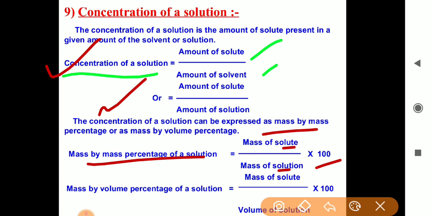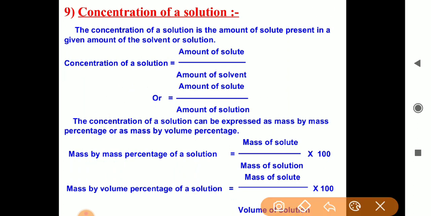When you talk about percentage, we have to multiply by 100. And for mass by volume percentage, we have to do mass of solute divided by volume of solution into 100. For example, if any solution is there and your mass of solute is given, suppose 10, and the solvent is given 90. So 10 upon 90 into 100. So how much will it be? 10 upon 90 into 100, क्या हो जाएगा ये?